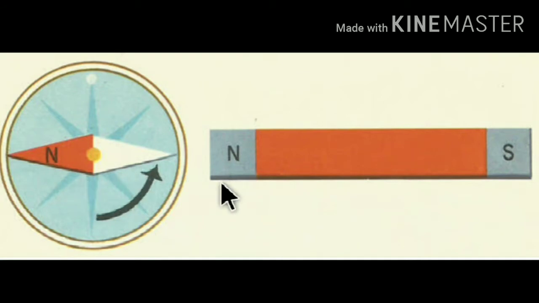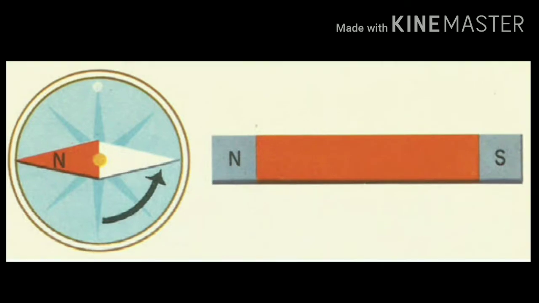Hence, when you take this bar magnet's north pole near, the needle's south pole comes towards it, because unlike poles show attraction and like poles show repulsion. So we can see the change in direction when we keep the bar magnet near the magnetic needle.